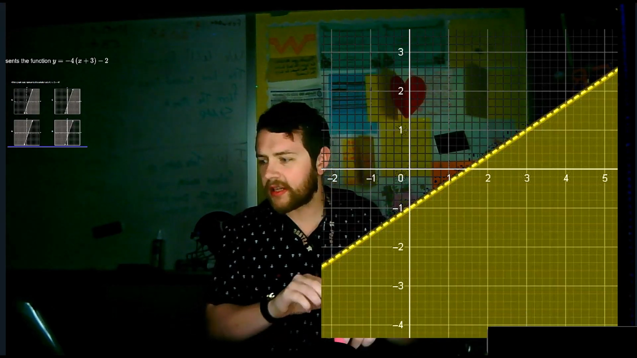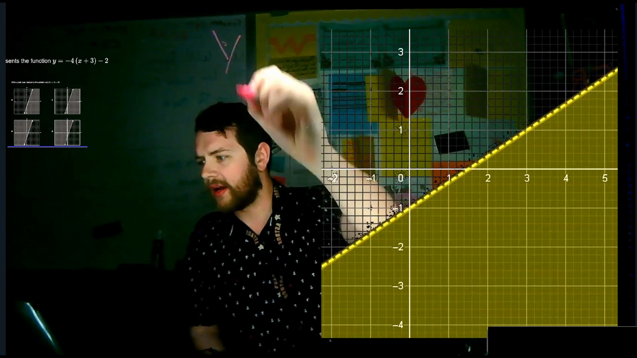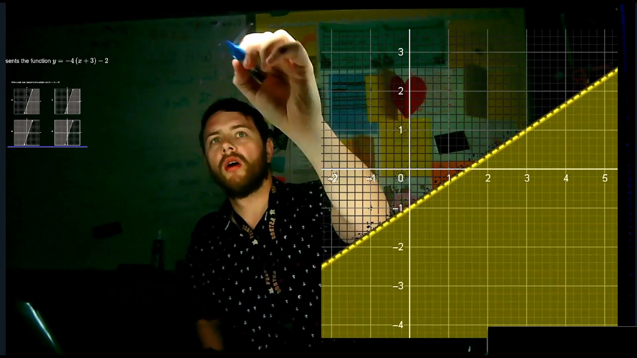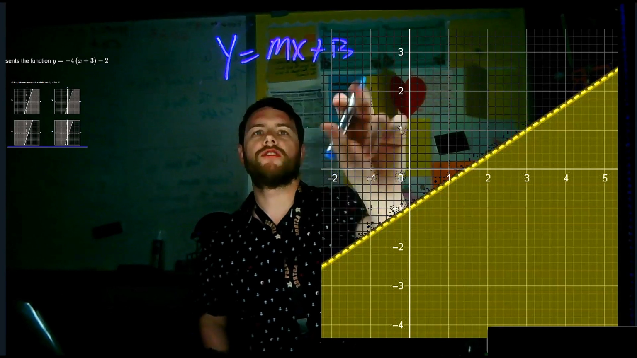Let's start off by looking at this. I do see we have some information here we can look at. Let's start with a blank y equals mx plus b. We're going to try and fill some of this information in here.